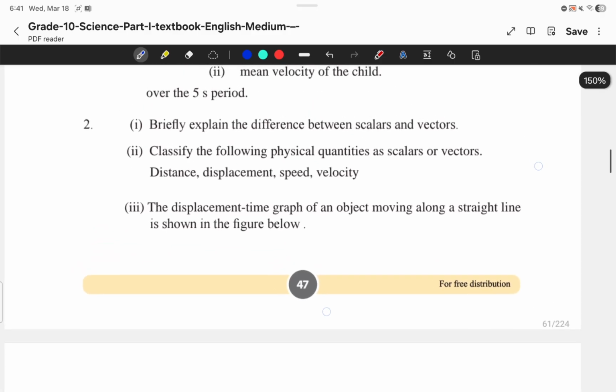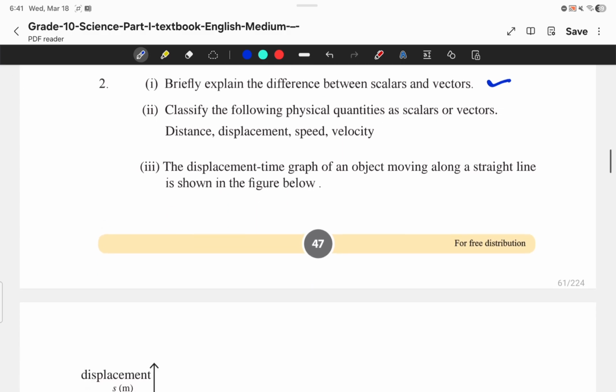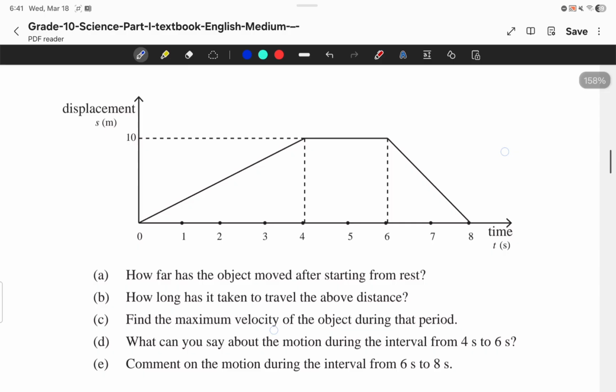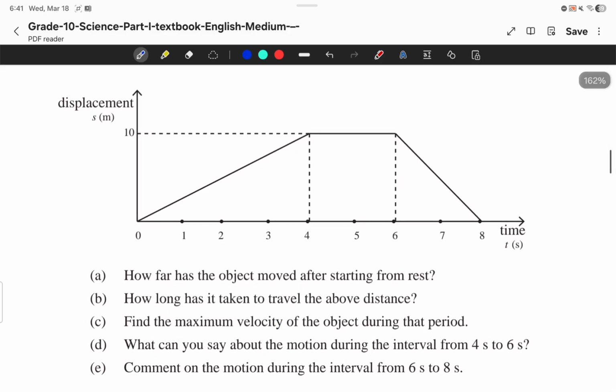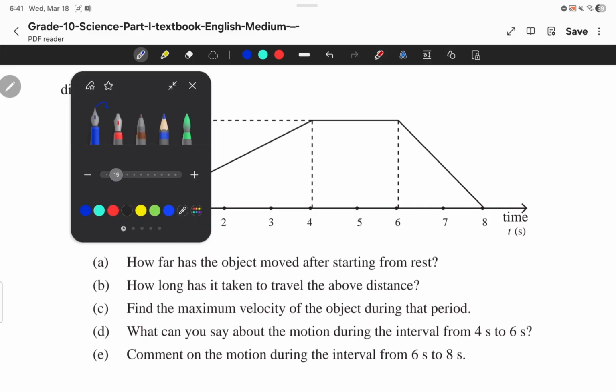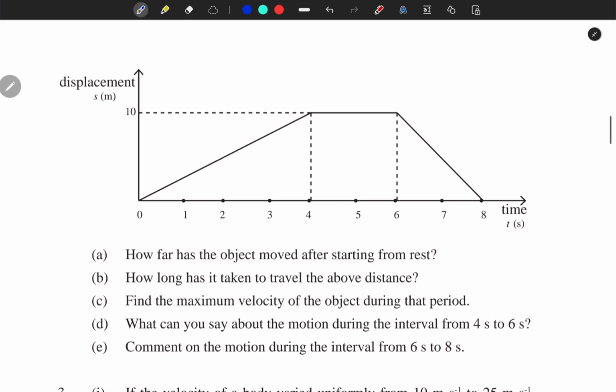This is a displacement one. I'm not explaining these things because in my videos I already explained what scalars are and the difference between scalar and vector, and you have to know what comes under scalar. With this, I can say these two are vectors and these two are scalars, right? Now they've given a displacement time graph. The first question asks, how far has the object moved after starting from rest?